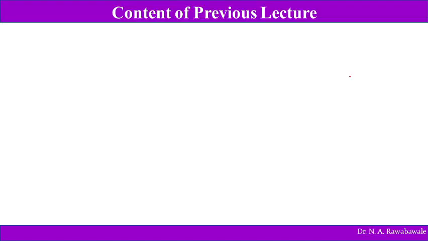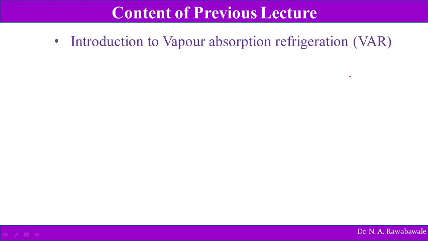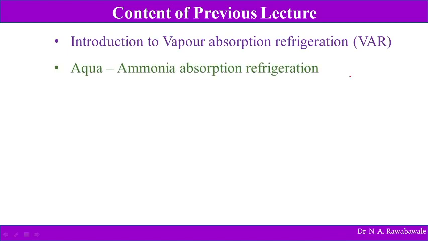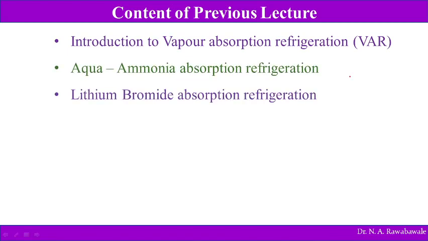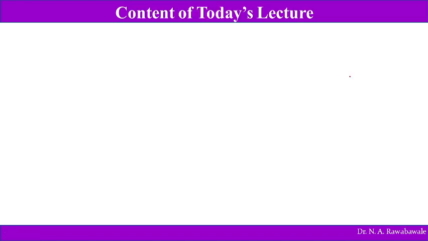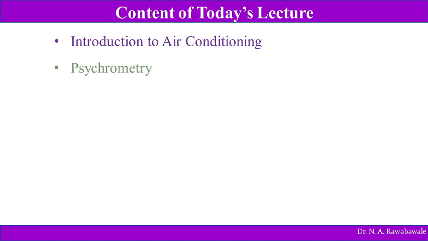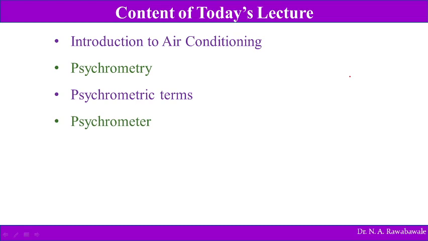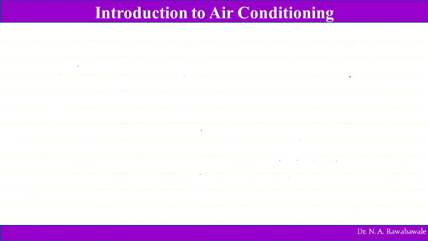In the previous lecture we have discussed the introduction to Vapor Absorption Refrigeration System, Aqua Ammonia Absorption Refrigeration System, Lithium Bromide Absorption Refrigeration System, and comparison of vapor compression refrigeration with vapor absorption refrigeration system. Now today we are going to discuss the introduction to air conditioning, then psychrometry, what psychrometry is, the psychrometric terms, then the psychrometer. Let us start with introduction to air conditioning.